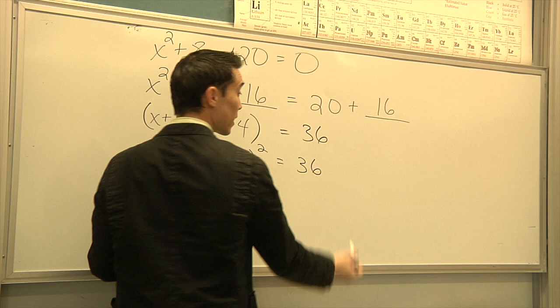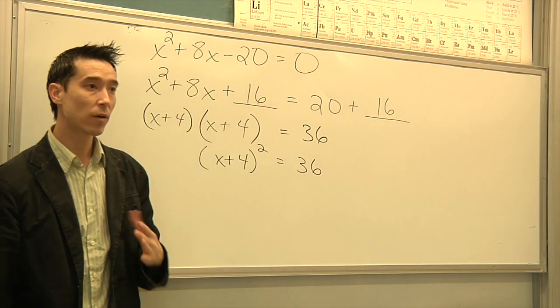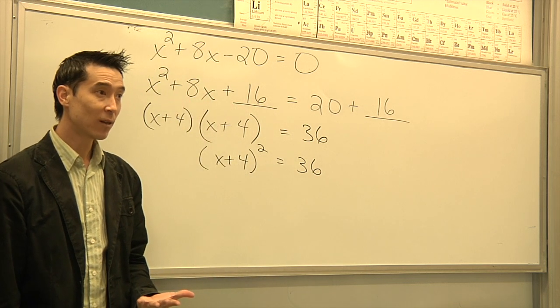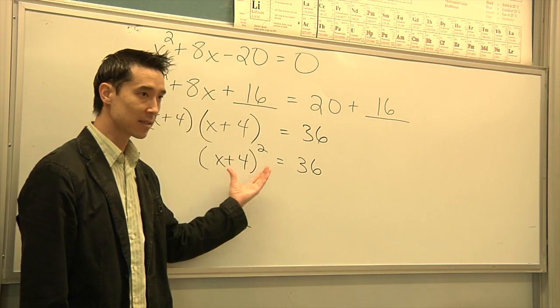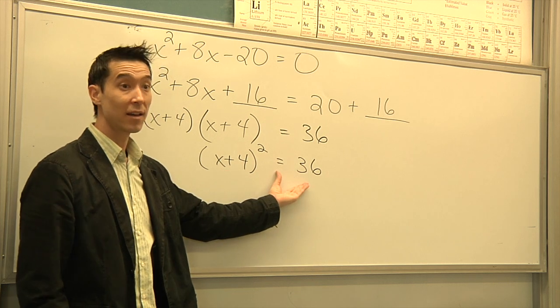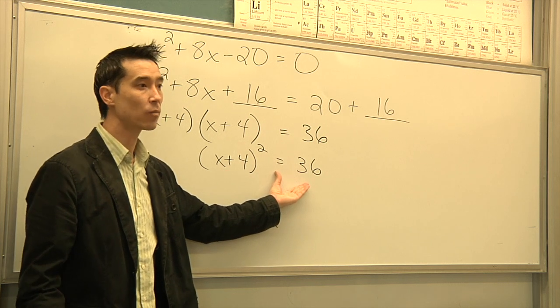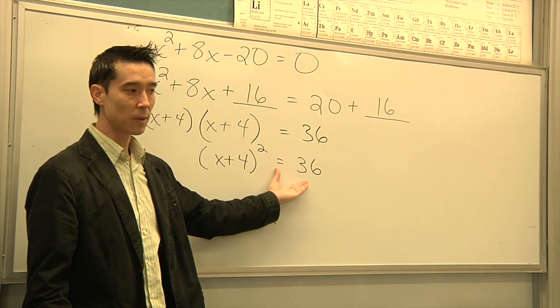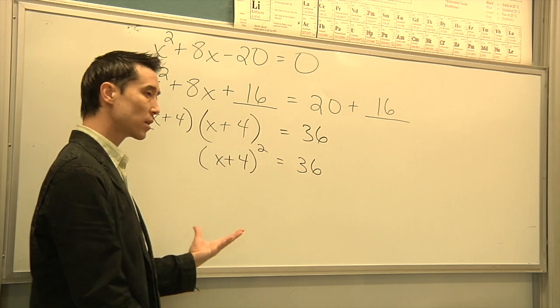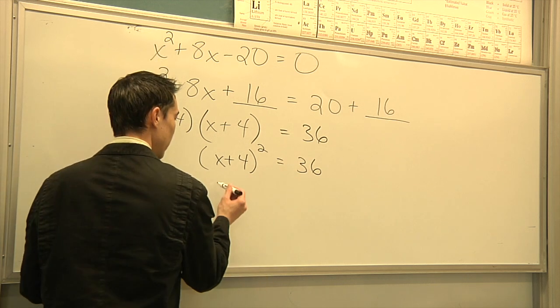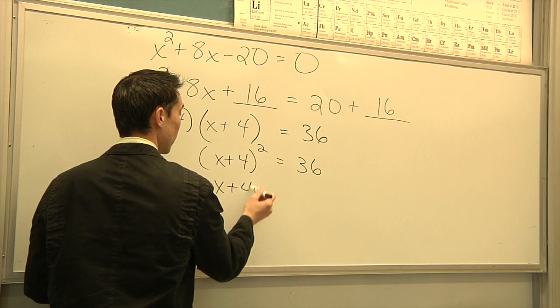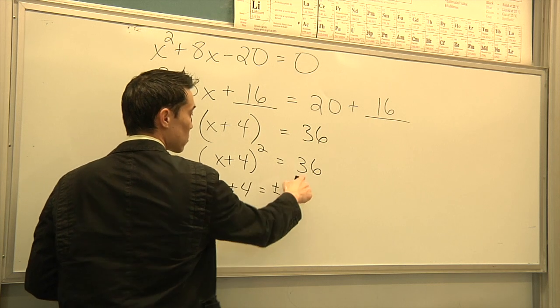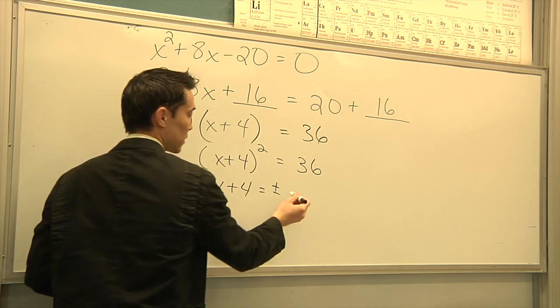So when I get to the next step, it says apply the square root property. Well, that means you should have something like this: something squared equals a number, and then you're ready to apply the square root property. And 36 is a great number. So let's take the square root of both sides. We're doing the square root property now. You get x plus 4 equals plus or minus. What's the square root of 36? 6.